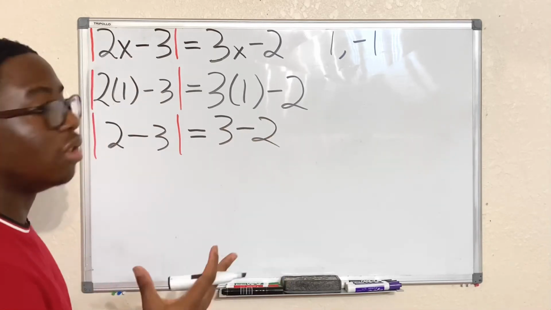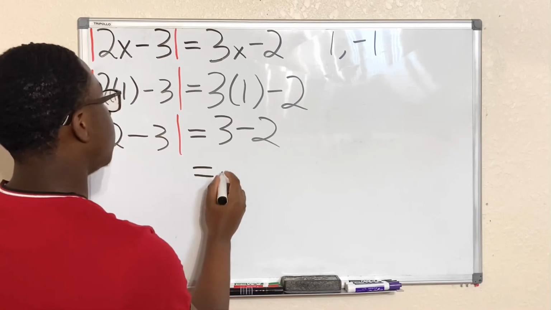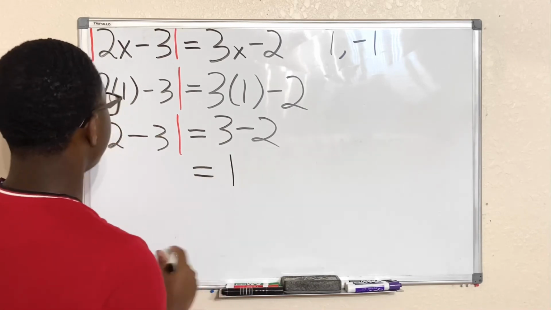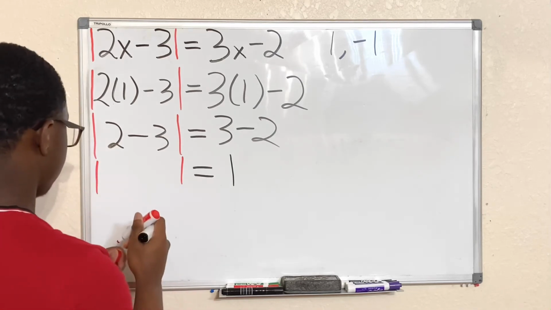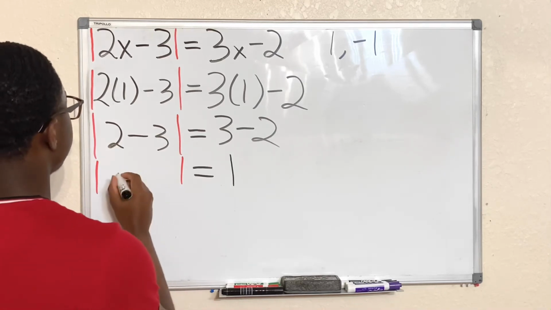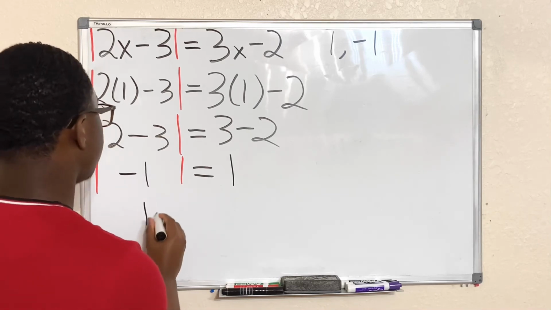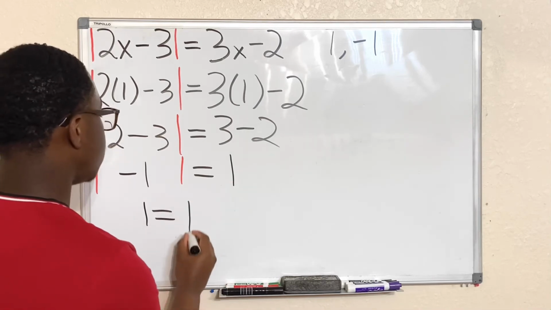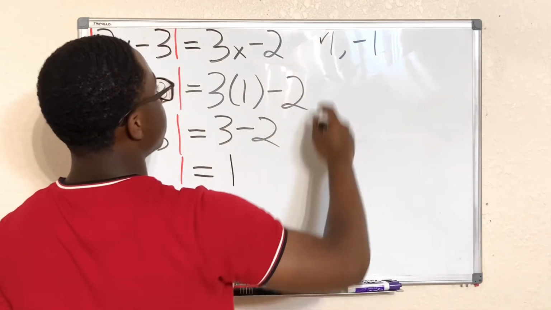So now it's starting to look a bit more simple. Our equal sign, 3 minus 2 is 1. Let's go here. Start off with your absolute value bars. 2 minus 3 is a negative 1. The absolute value of negative 1 is 1, which is also equal to 1. So here's how we know that 1 is a correct answer choice.